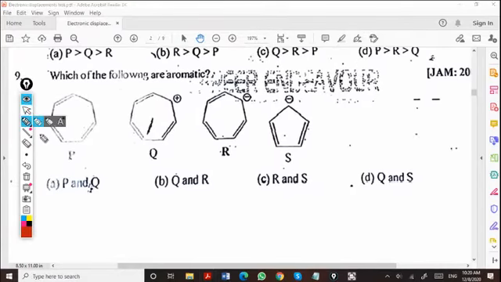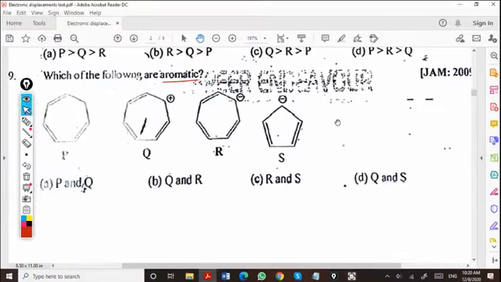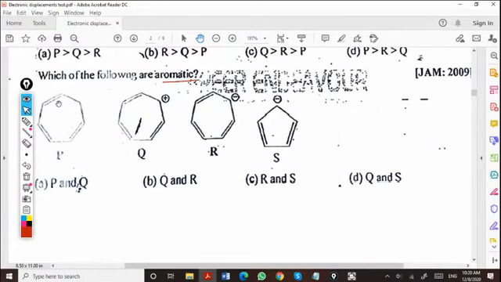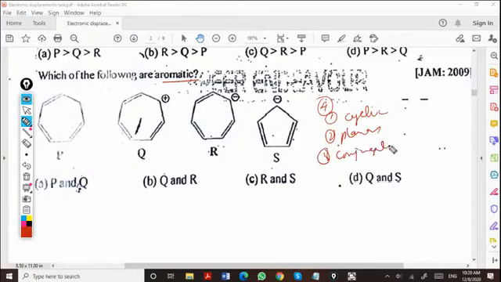Next, it's a simple question. Which of the following is aromatic? This question was asked in 2009. Aromaticity depends on the Huckel rules. So four Huckel rules are there. One, the compound must be cyclic. Second, planar. Third, conjugated. Fourth, 4n plus 2 pi electrons should be there.